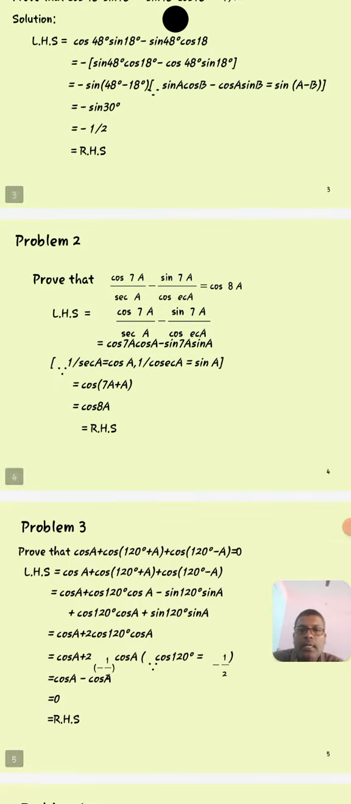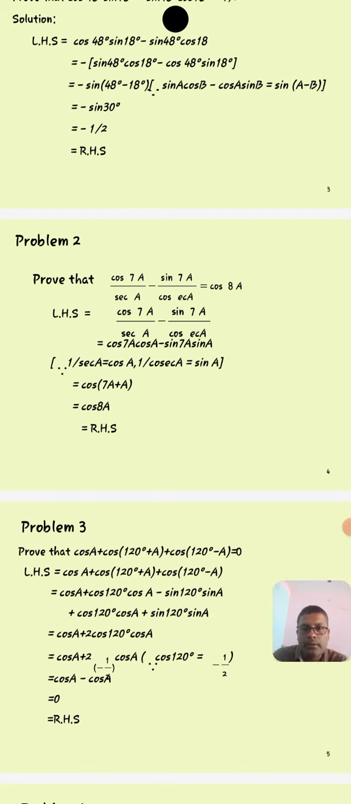Now we go to the second problem. Prove that cos 7a divided by secant a minus sin 7a divided by cosecant a is equal to cos 8a. Now we take the LHS: cos 7a divided by secant a minus sin 7a divided by cosecant a.